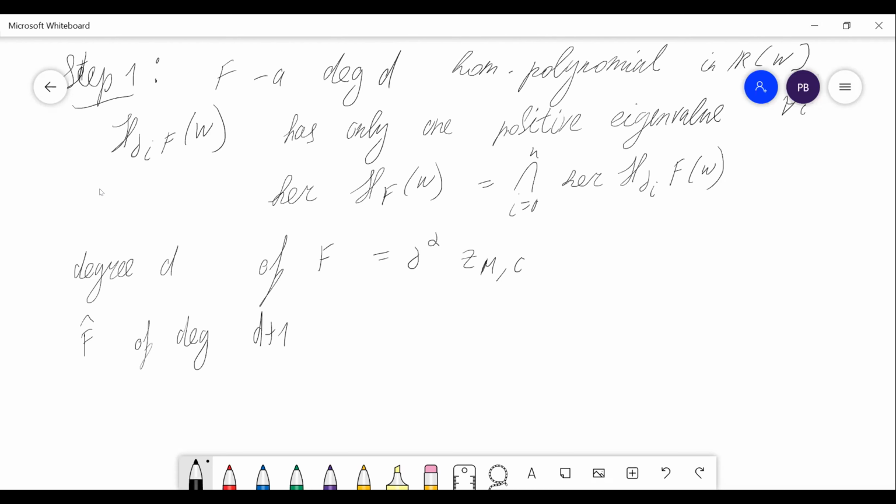So theorem 2.1 is just a corollary of step 1.